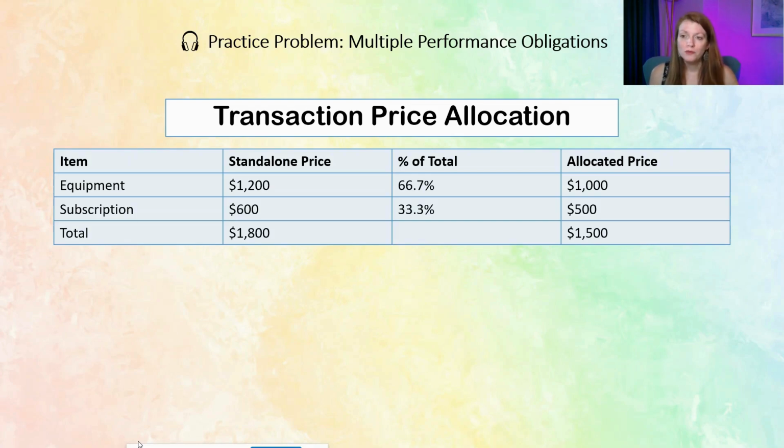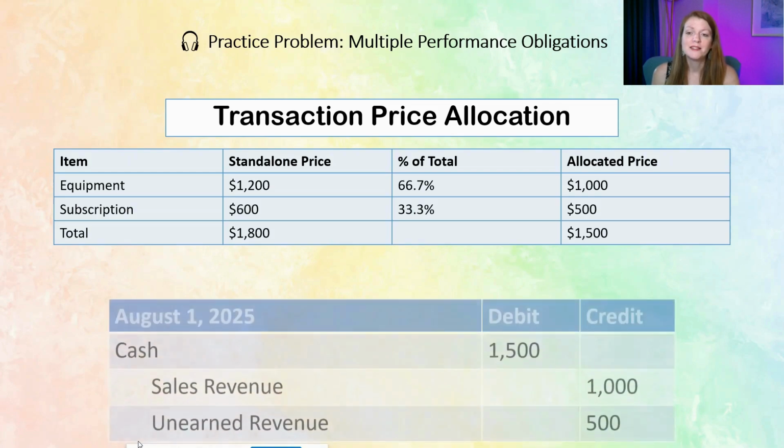Even though on their own the equipment would be $1,200 and the subscription would be $600, we did not get $1,800 from this. Instead, we got $1,500, so we need to figure out what percentage each of these separate performance obligations makes up of the total, and then multiply that times the bundle amount, the $1,500, to get the allocated price. Please remember this. I see all the time where students, we talk about this, but then they go in and they still use the full price, and then they show cash coming in of $1,500. It's like, well, where's the $300 difference? And they'll make up some kind of discount account. No, you need to just show at this price, because technically we're selling them at those allocated prices.